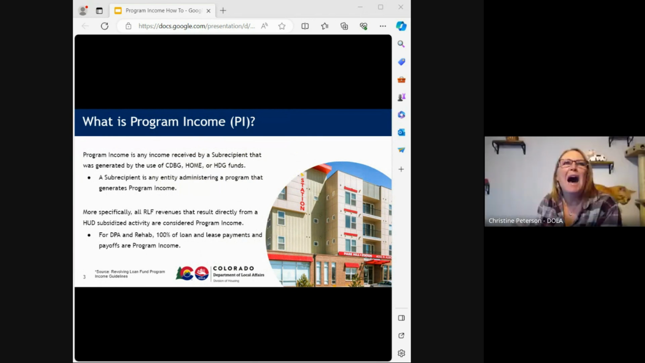Program income is any type of income that you receive, or that a subrecipient receives, from any CDBG, HOME, or HDG funds. A subrecipient is any entity administering a program that generates program income. More specifically, all RLF revenues that result directly from a HUD subsidized activity are considered program income. That means 100% of loan and lease payments and payoffs for DPA and rehab programs are considered program income.